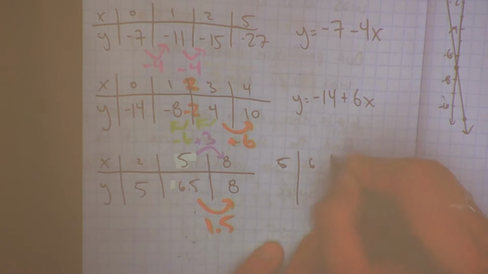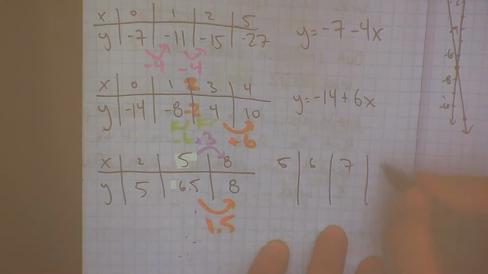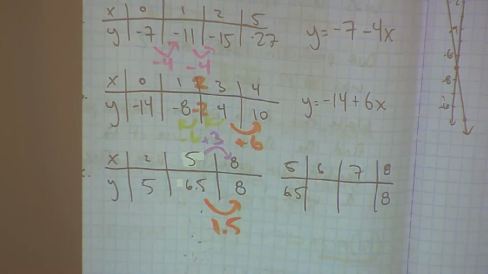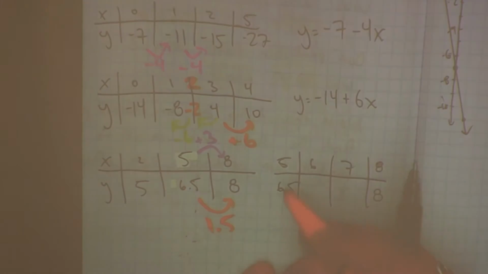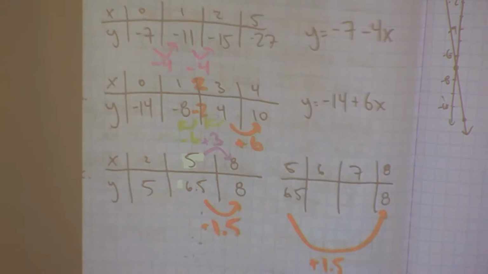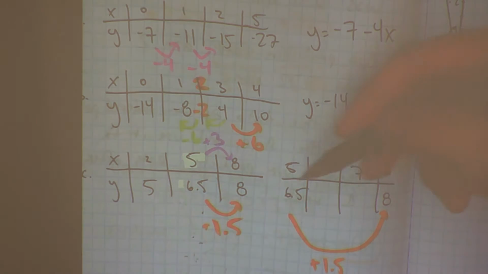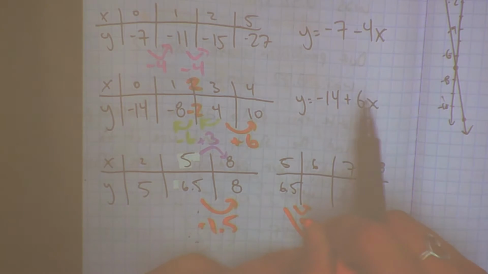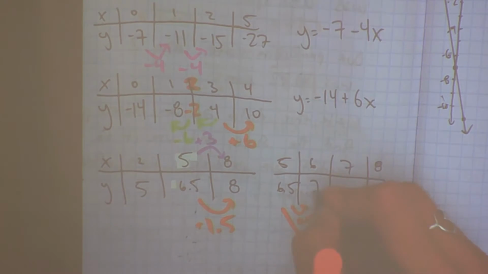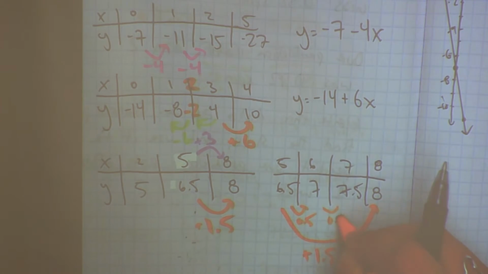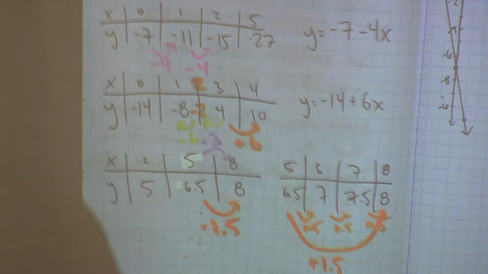Essentially, what I could do also is expand this table out, right? I could say 5, 6, 7, 8. So again, over the course of all 3 of those spaces, it goes up 1.5. That means it's going up a change of 0.5 each time, right? So this would be 7, this would be 7.5, 0.5, 0.5, okay?